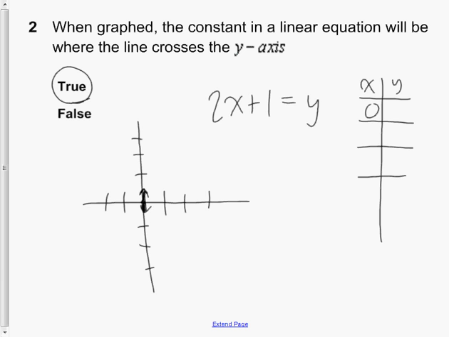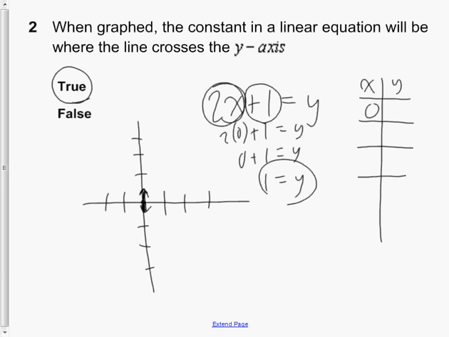So if I substitute x is 0, my constant is really my y value, because by making x 0, you always get rid of the x term, and you leave your constant equal to y. So in this case, y equals 1. And when I graph the other parts and draw my line, it's true that the constant of my equation, in this case 1, is always going to be where the line crosses the y-axis.